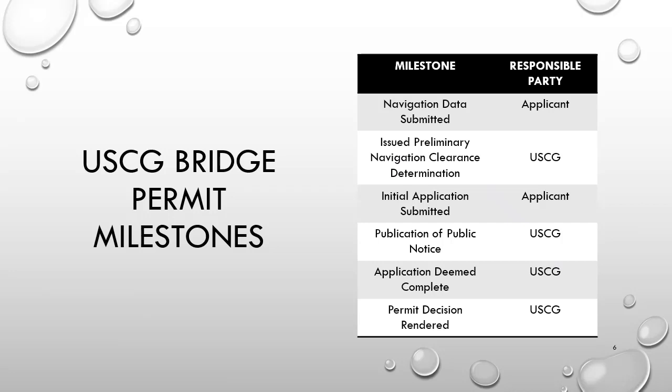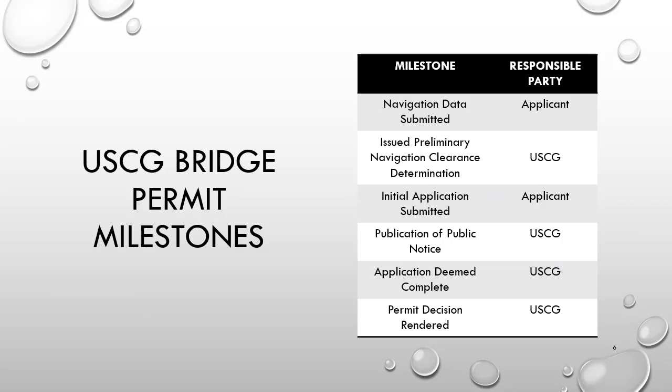And publication of public notice, we typically issue our public notice after the draft environmental document, that's the draft environmental assessment or draft environmental impact statement, has been issued with the preferred alternative chosen. We cannot publish a public notice without plan sheets that are in accordance with the Bridge Permit Application Guide. However, the design does not need to be final for our public notice, such as with design and build projects.